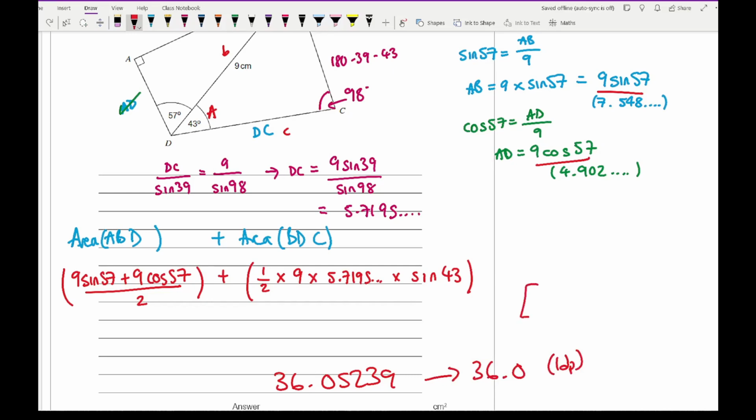Now, depending on your rounding, they would accept any answer between 35.7 and 36.4. Obviously, you can have some rounding errors if you're using the exact values, or if you're using rounded answers as part of your lengths, then that would impact your answer. But as long as you're showing your full working out and your answer is between 35.7 and 36.4, you're good.